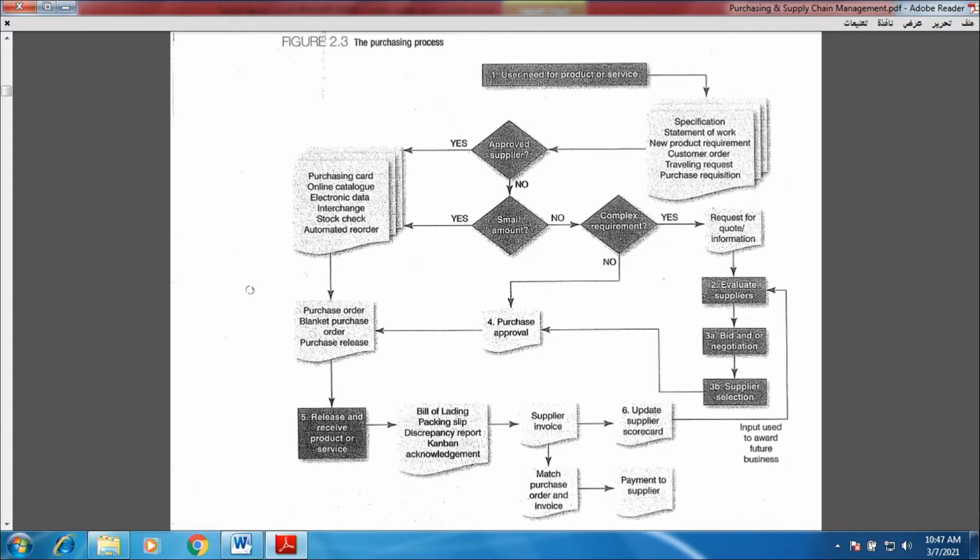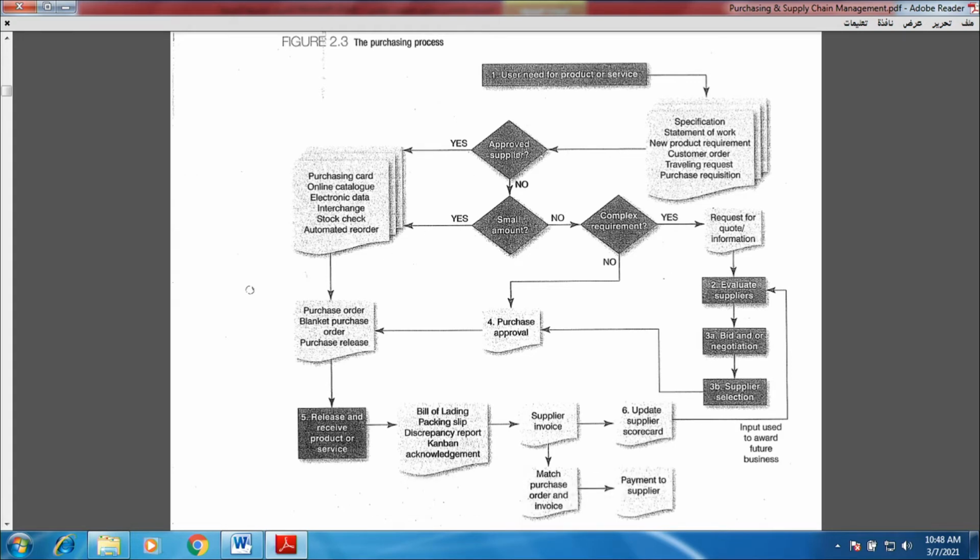Here we go to what we call a decision area. This shape talks about a decision area. Do we have an approved supplier that could provide us with what is needed from goods and or services? If yes, this is a very simple, easy way to go further to these symbol documents that lead us to number 5.